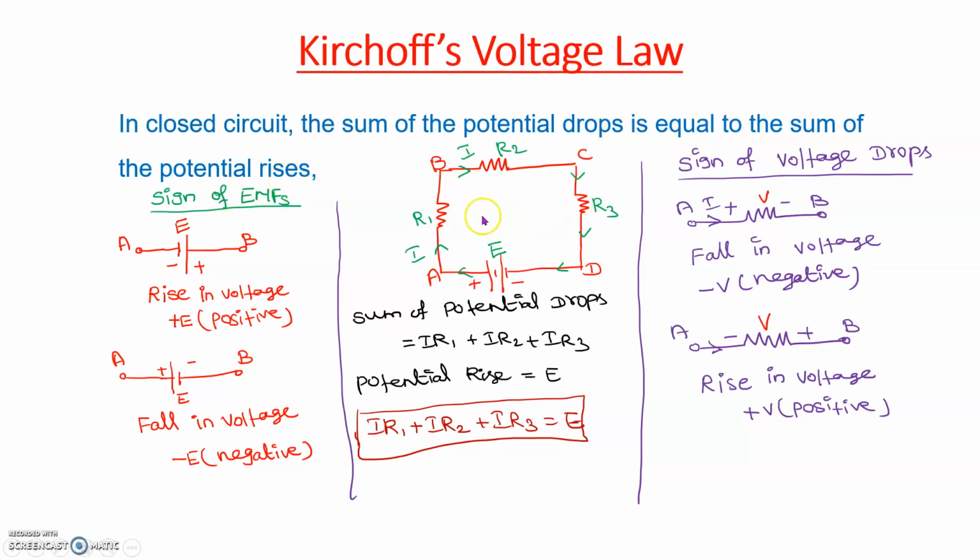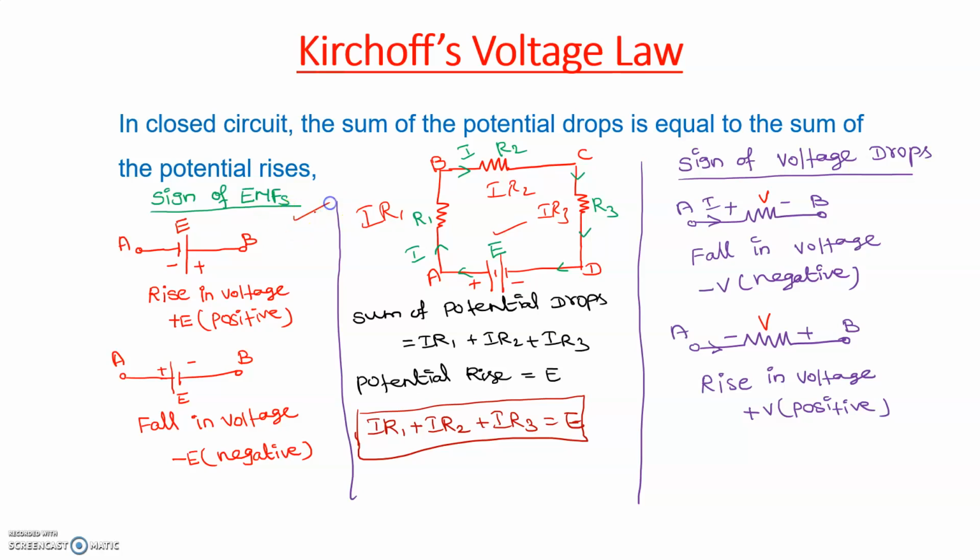potential rise. Consider this closed circuit. In this circuit, the sum of the potential rise is equal to the sum of the potential drop. This circuit consists of an EMF as well as voltage drops. There will be a drop across each resistor. If you consider resistor R1, the drop across the resistor is I into R1, here it is I into R2, here it is I R3.